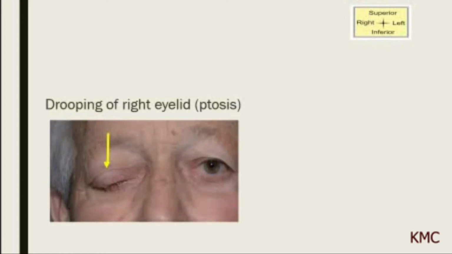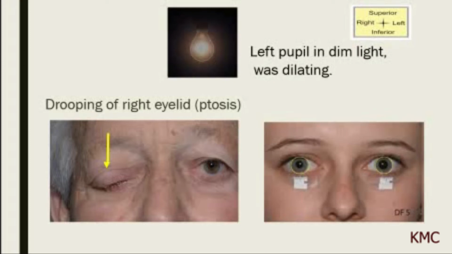Examination of eyes shows that there was drooping of right eyelid. Patient is not responding to open the right eyelid. Left pupil in dim light was dilating, but there was failure of right pupil to dilate.